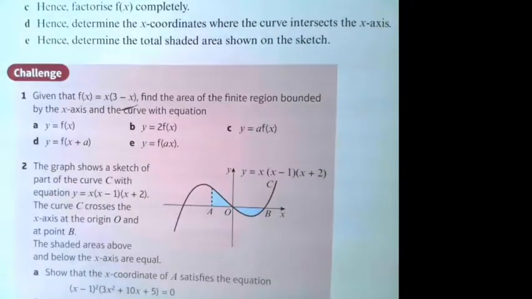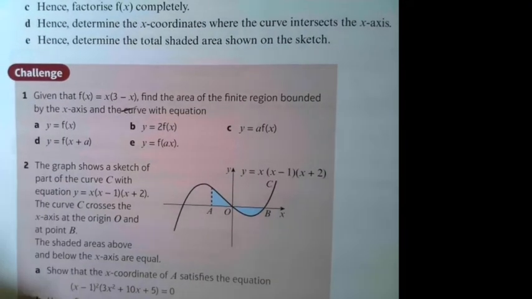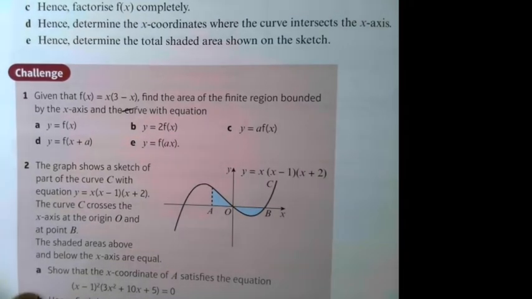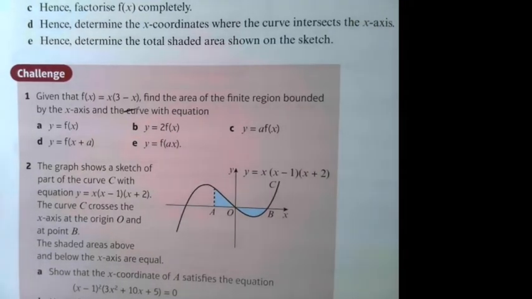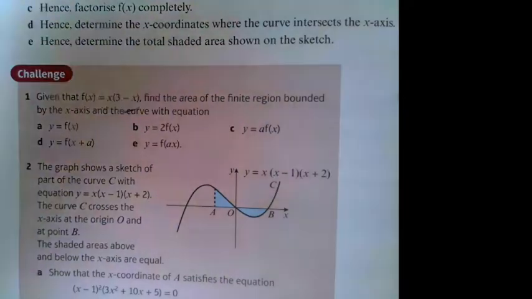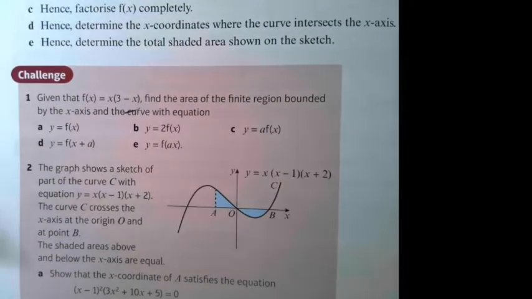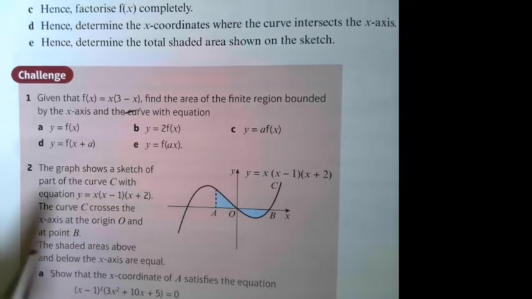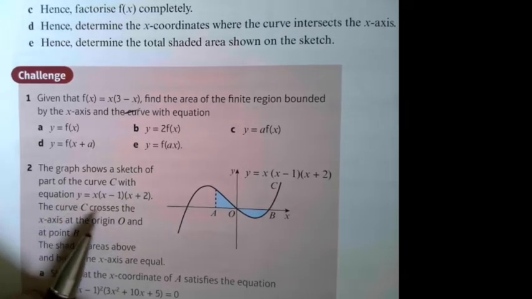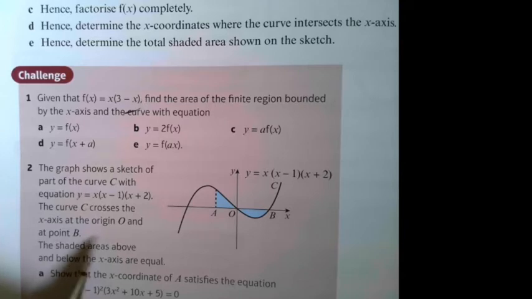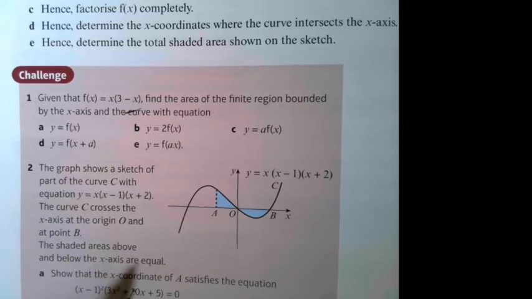Okay, this is a quick explanation of question 2 from the challenge part of exercise 13G in the Pure 1 textbook. As we read through it, the graph shows a sketch of the part of the curve C with equation y equals x(x minus 1)(x plus 2). The curve C crosses the x-axis at the origin 0 and at point B. The shaded areas above and below the x-axis are equal.